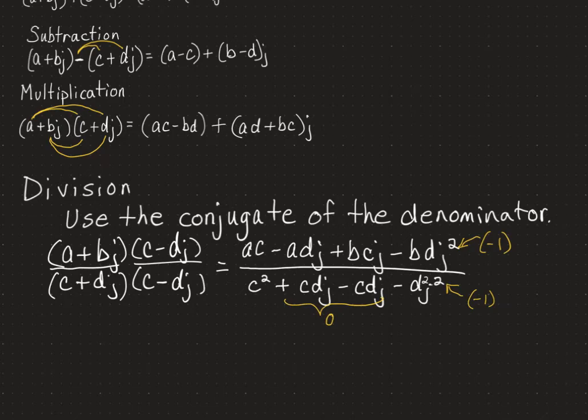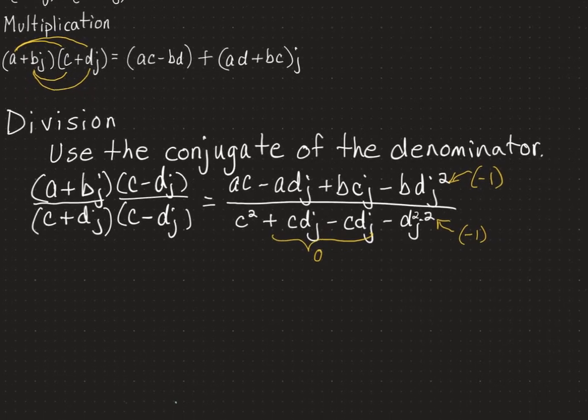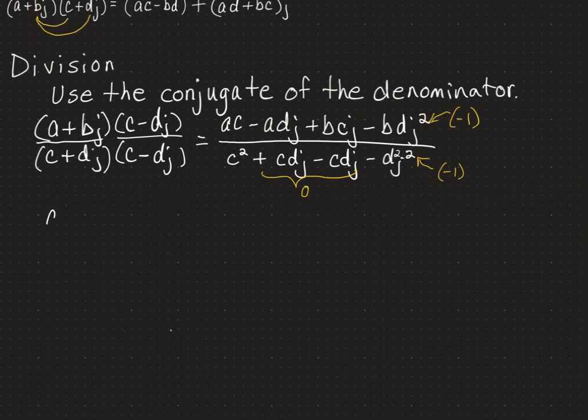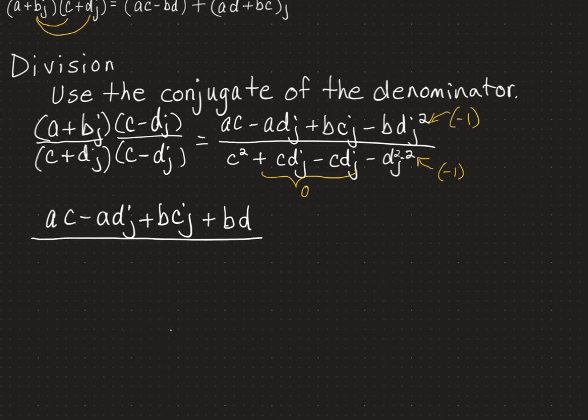So therefore, we are going to have, let's move this up a little bit, in the numerator, AC minus ADJ plus BCJ, and a negative 1 for the j squared times negative BD will give us a plus BD. And that's all over C squared. There is no j term in the middle, and we have plus D squared.